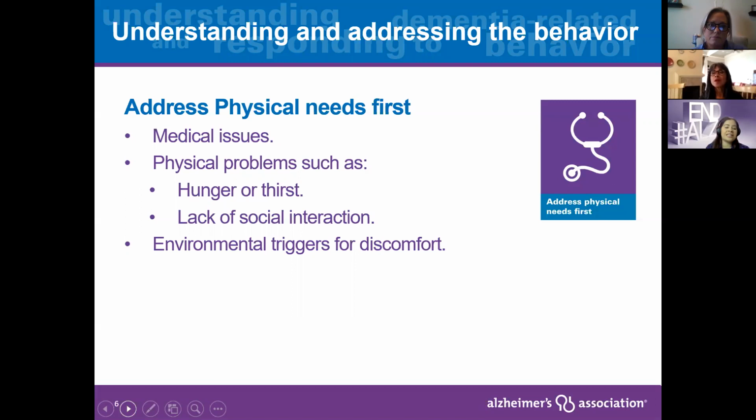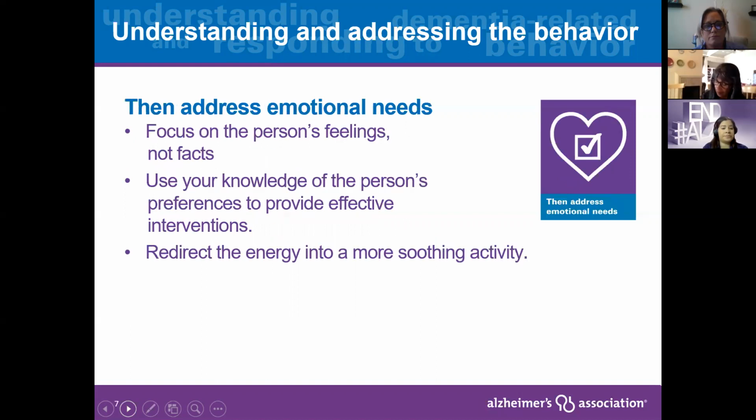And then the last thing would be environmental triggers, right, for discomfort. It might be too hot, it might be too cold, and I can't really say, so I might just walk around the apartment, trying to get myself to feel more comfortable, and it could just be that they're cold. So all those things are physical needs that we need to address first.